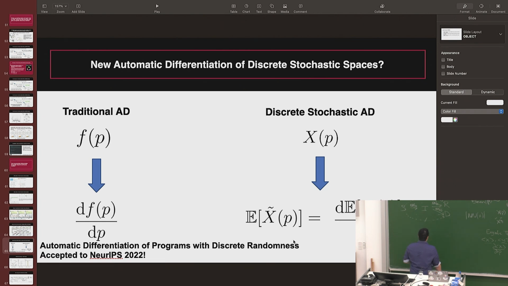So if you look at what automatic differentiation does, we talked about this in the seminar room yesterday. It essentially takes in a deterministic program, and what it does is it then spits out a deterministic program with two outputs, which is the value and the derivative, right?